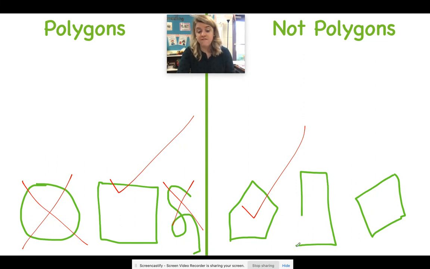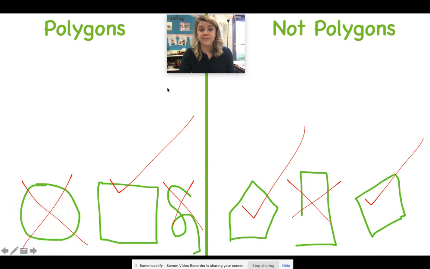Let's look at this one. 1, 2, 3, 4 sides. It's got multiple sides. Are they straight? Yeah, they are. Is it a closed shape? No. Is this a polygon? No, it is not. Let's look at this one. 1, 2, 3, 4 sides. Multiple sides. Are they straight? Yes, they are. Is it a closed shape? Yes, it is. Is this a polygon? Yes, it is.